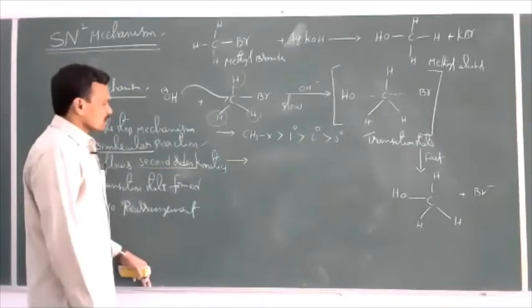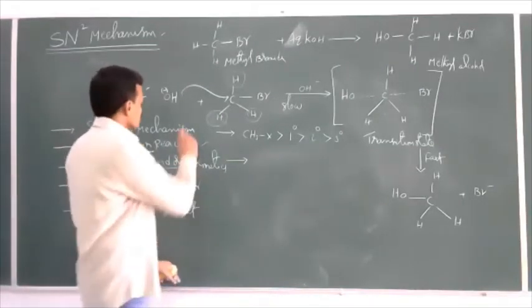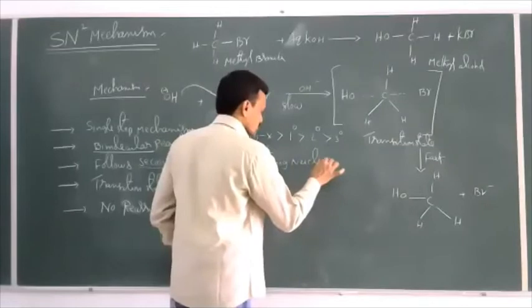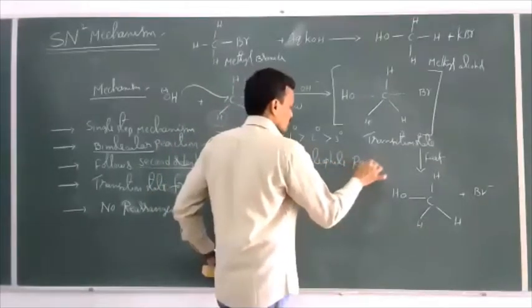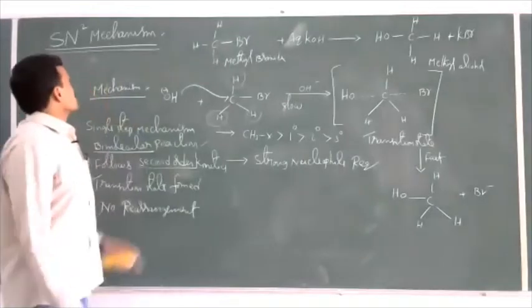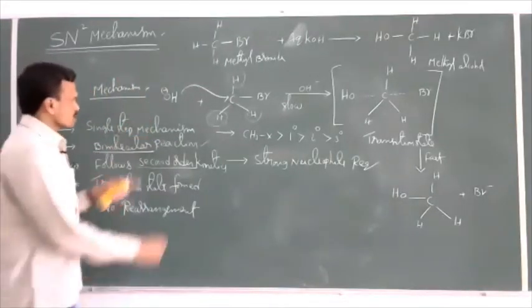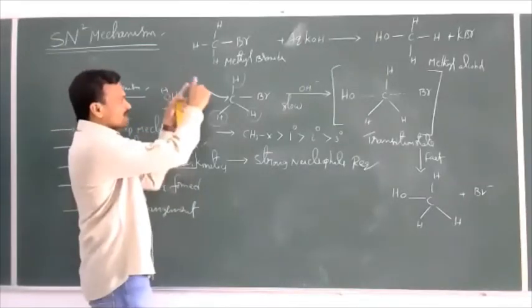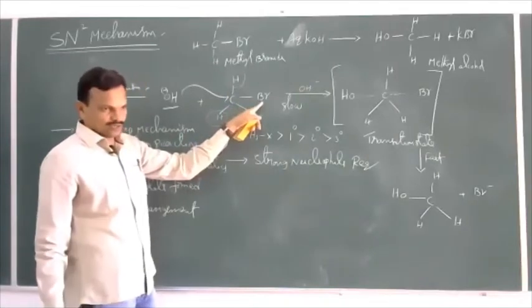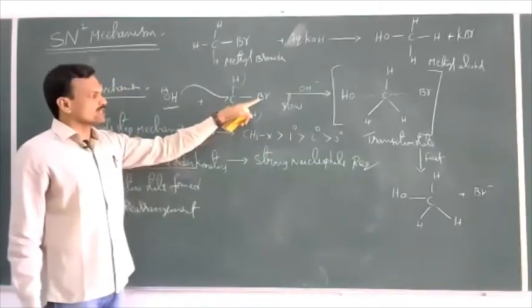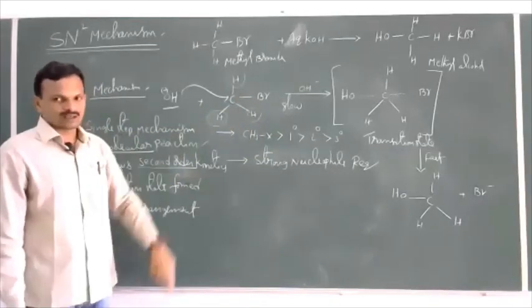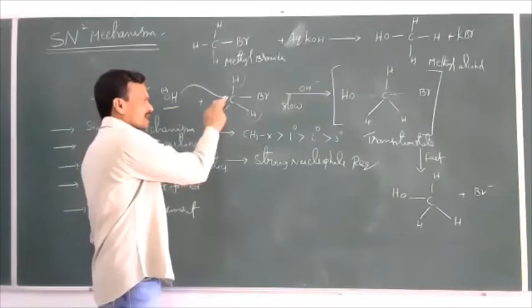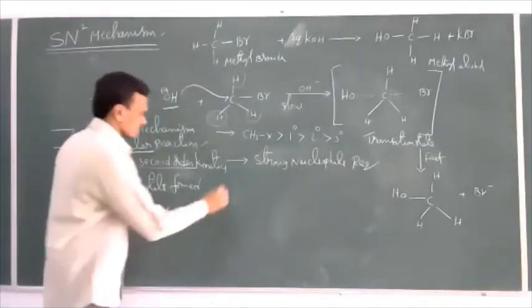Next, strength of nucleophile. Here a strong nucleophile is required for this SN2 reaction to take place. One thing is, the attacking nucleophile must be stronger than the leaving nucleophile. A strong nucleophile can replace a weak nucleophile, but a weak nucleophile cannot replace a strong nucleophile readily. So this strong attacking nucleophile is required. Next.